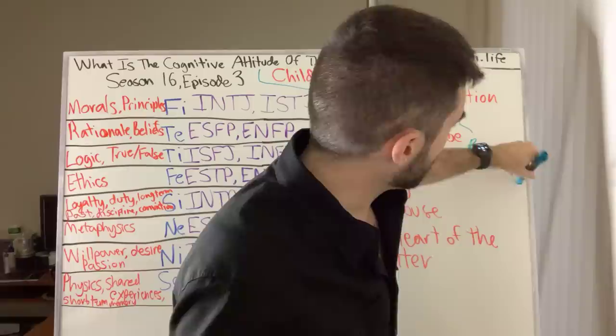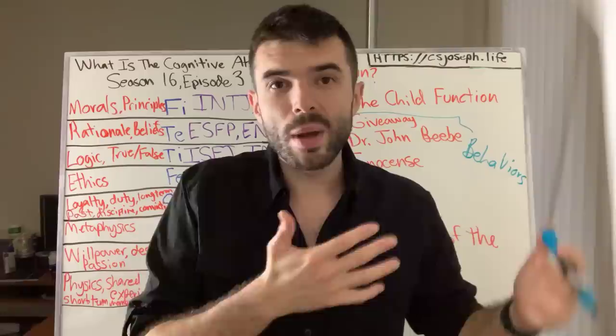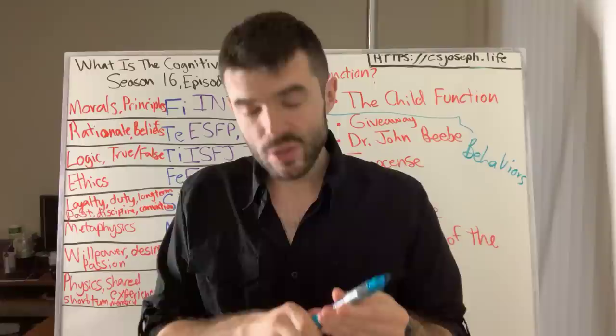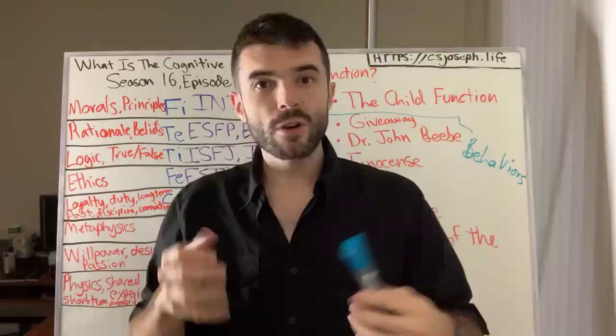Now, we talked about the hero function and how it behaves heroically. We talked about the parent function, how it behaves responsibly. Those are the behaviors of those functions. But the child function has one overarching behavior, and that is innocence. So a person's innocence and where a person's joy could exist comes from the child function, because you just want to be like a child, right?